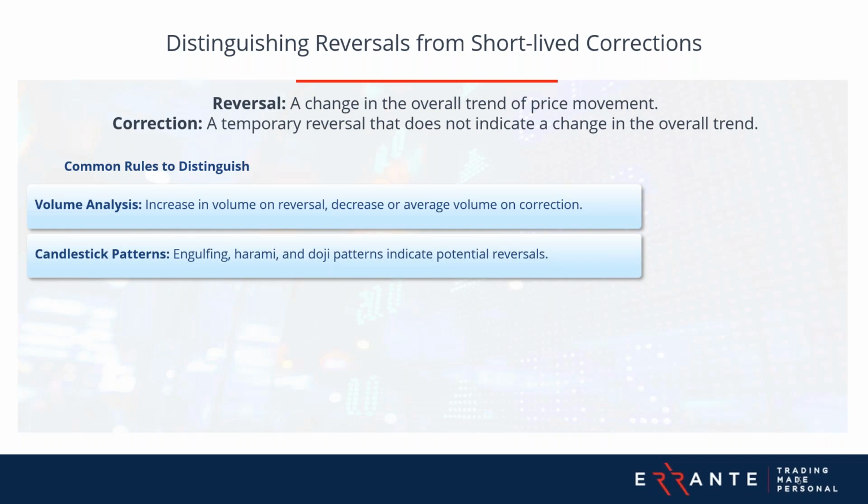Then candlestick patterns also provide invaluable insights. Patterns such as engulfing, harami, and especially the indecisive doji can signal potential reversals.